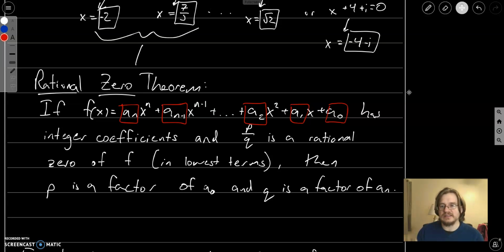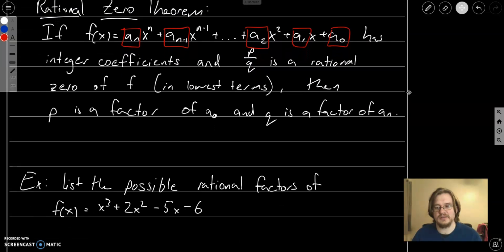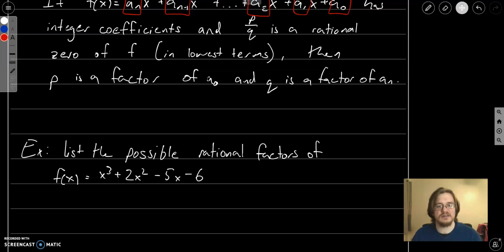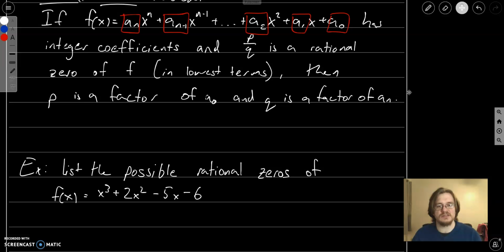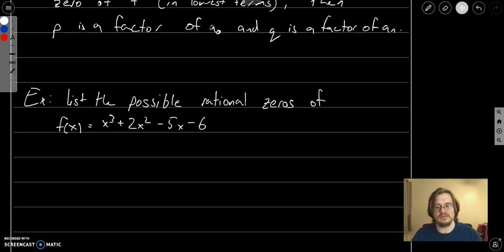And I think the easiest way to see this is through an example. So I'm going to write up a polynomial, and we're going to look at all of the things that divide the constant term and all the things that divide the leading term, and we'll get some rational numbers from that. So let's find all the possible rational zeros of x cubed plus 2x squared minus 5x minus 6. So what we need to do is look at all of the factors of the last term and all the factors of the first term and write them down.